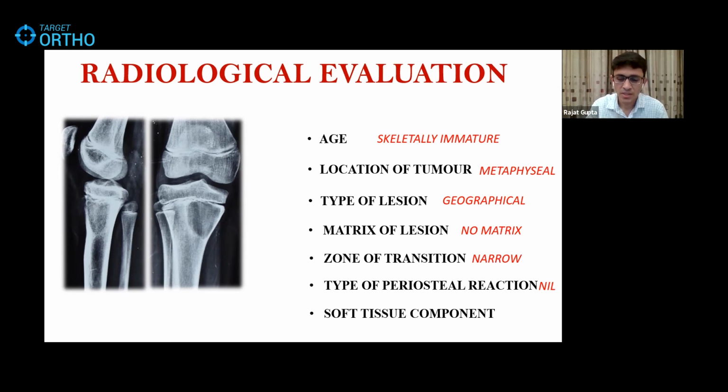So what could be the possible differential here? Aneurysmal bone cyst. Yes, very good. So it could be aneurysmal bone cyst. It looks like a cystic kind of a thing, and obviously it's eccentric. So I will keep aneurysmal bone cyst as my first differential.